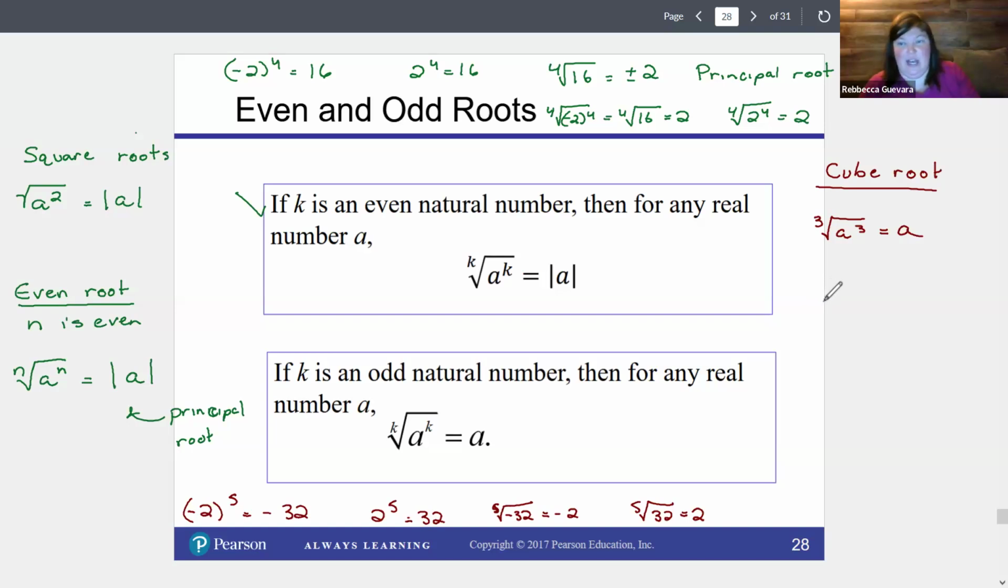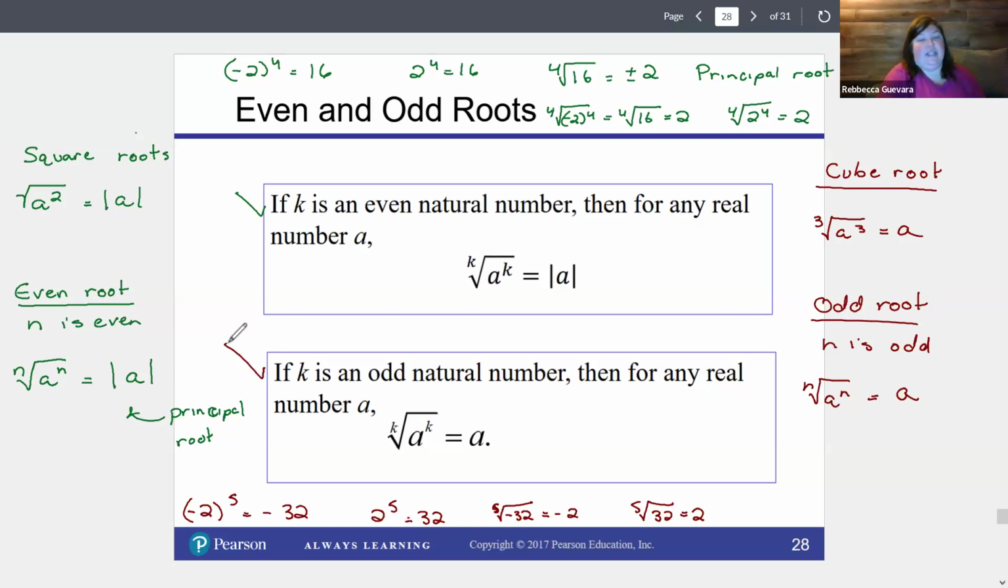So this means if I have an odd root, and n is odd now, then we don't have to be concerned about a positive or negative root. We just have to be concerned with what the root is. Which gets me here. If k is an odd natural number, then for any real number a, the kth root of a to the k is just a. So we only have to worry about that absolute value part if we're looking at even roots. If we don't have even roots, then it's not a concern for us.